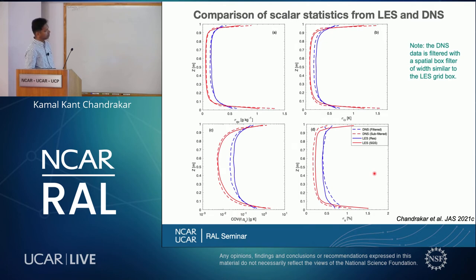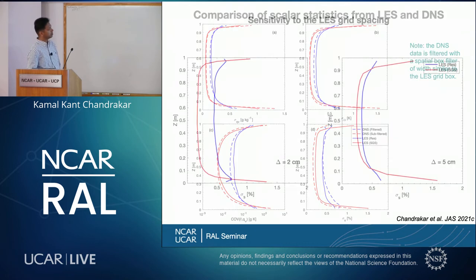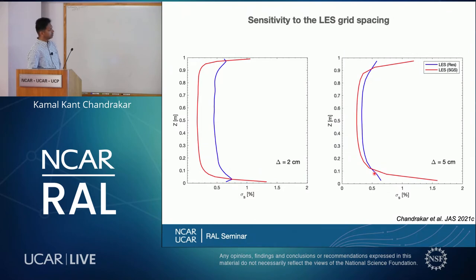There is some deviation near the boundaries, and that's because in DNS we use different diffusivities for water vapor and temperature. However, in LES, we use the same coefficient for the fluxes as well as the same numerical diffusivities. And that's important, especially near the boundaries. So we get this deviation of the fluctuation. To test the sensitivity to the grid spacing, we ran this LES model with different grid spacings, and I found that the subgrid scale fluctuation scales appropriately with the resolved scale fluctuations when we change the grid spacing.